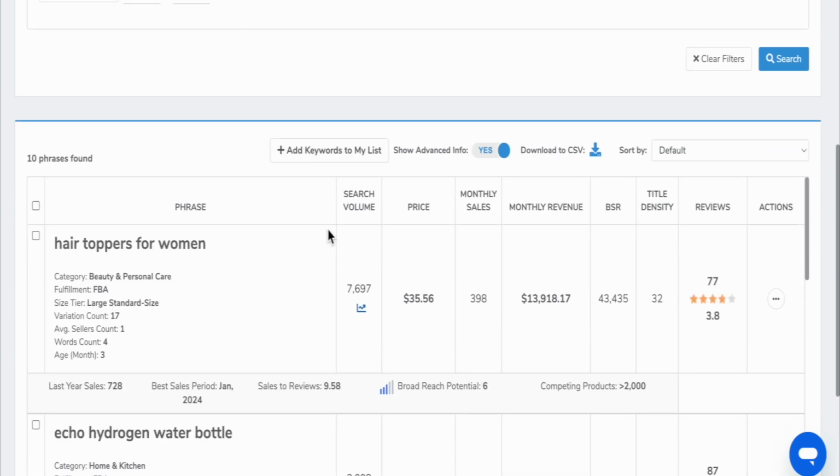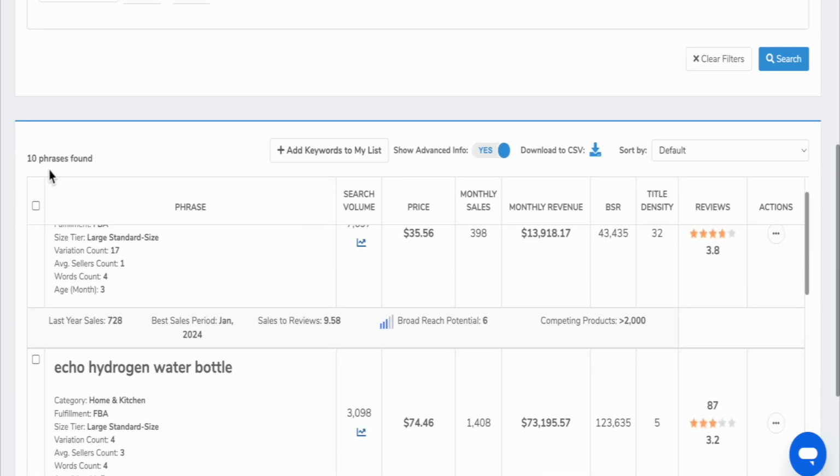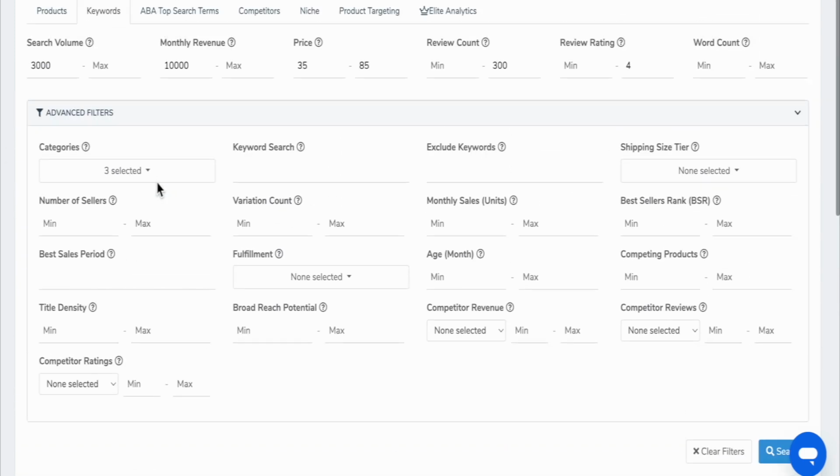Now, if you go down, it's gonna show me 10 phrases that come up with the criteria that I put in. I honestly think that this is a great starting point, because as a beginner, you don't want to get overwhelmed with 100 and 200 and 300 phrases that Helium 10 has found for you. I feel like 10 phrases for now is really good.